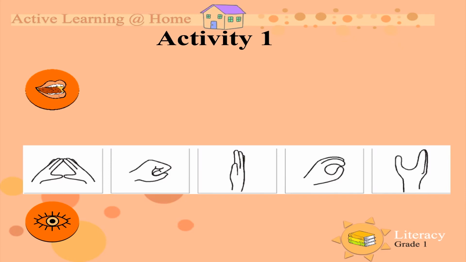Let's go. The first thing we look at in our activity are the vowels. The first one is A. If you take a look carefully at the two hands together, this one is A. Then you have E, I, O, U. A, E, I, O, U. Say that with me. A, E, I, O, U. And what are the vowels?